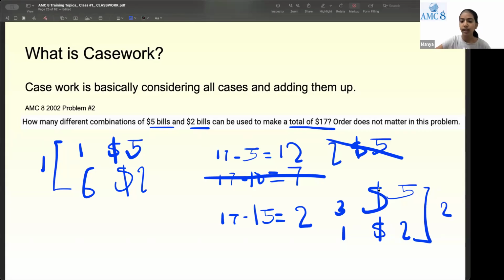And if we have 4 $5 bills, then that would be 20, meaning that's more than 17. But we just need $17. We don't need any more than that. And so for this problem, we only have two possible cases. And so that would be our final answer too.